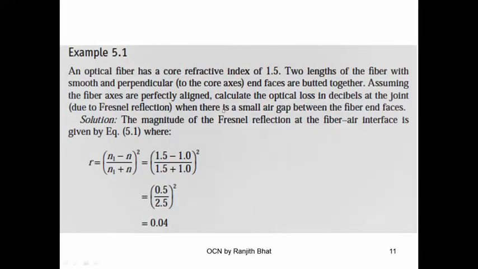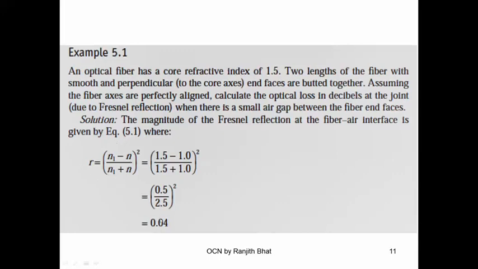Okay, this is one small problem where they have given the core refractive index as 1.5, two fiber lengths with smooth and perpendicular edges prepared and butted together. Assuming the fiber axes are perfectly aligned, and no loss in the misalignment elements is considered, calculate the optical loss in decibels at the joint due to Fresnel reflection. So we are going to calculate R as in the previous case.